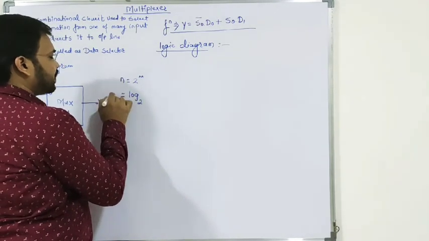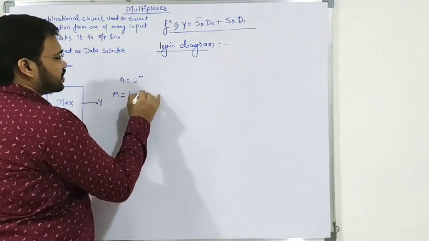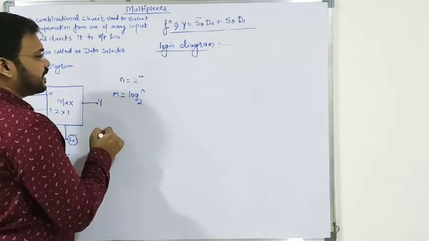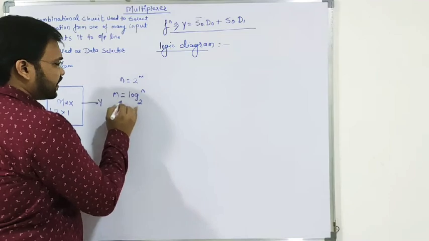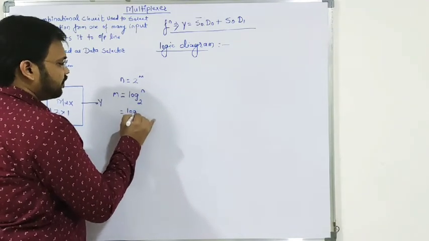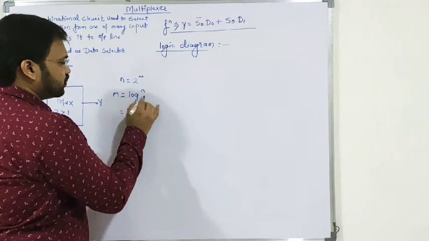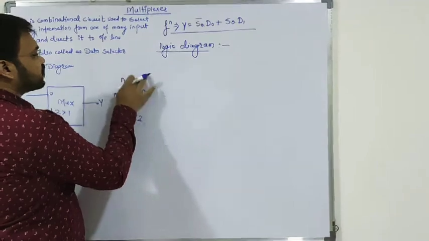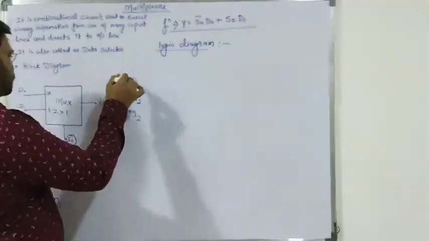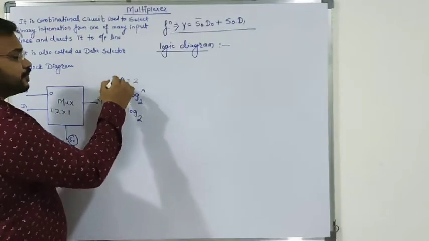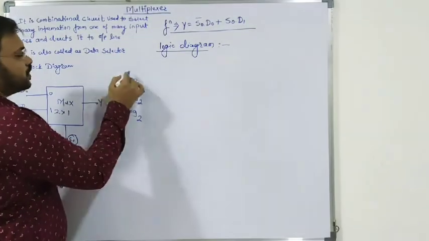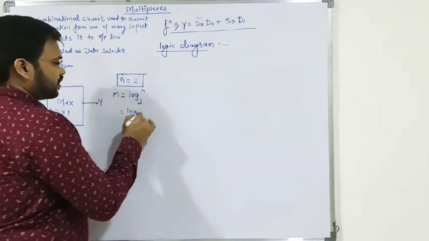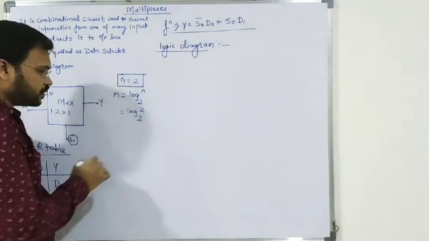Here we can say that m is equal to log to the base 2 of n. So here, the number of input lines n is equal to 2, that is the 2:1 case, selecting between 2 data sets. So here n is equal to 2.